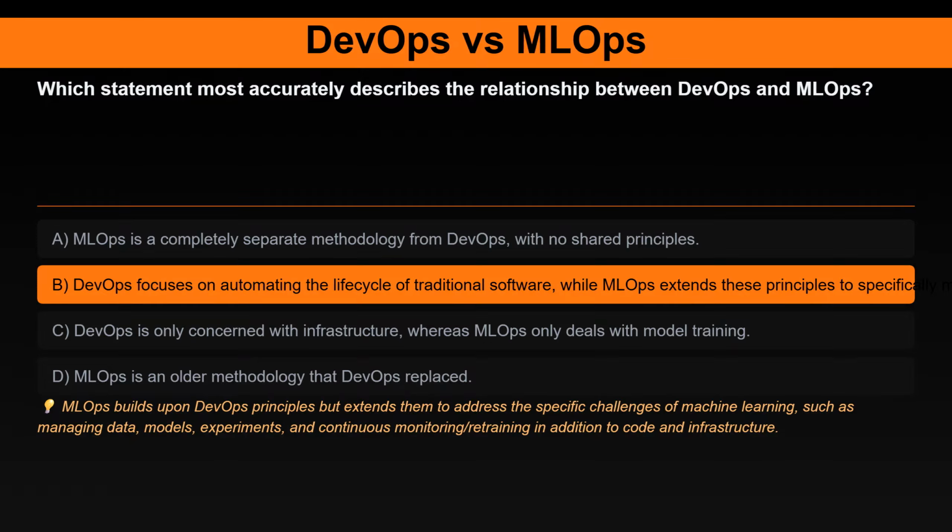The correct answer is DevOps focuses on automating the lifecycle of traditional software, while MLOps extends these principles to specifically manage the unique complexities of machine learning systems, including data and models. Here's the explanation. MLOps builds upon DevOps principles, but extends them to address the specific challenges of machine learning, such as managing data, models, experiments, and continuous monitoring/retraining, in addition to code and infrastructure.